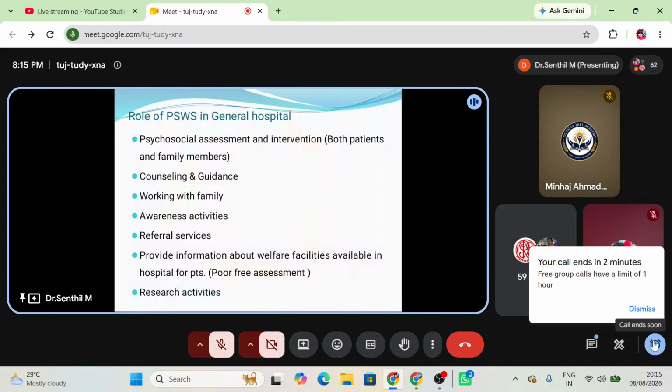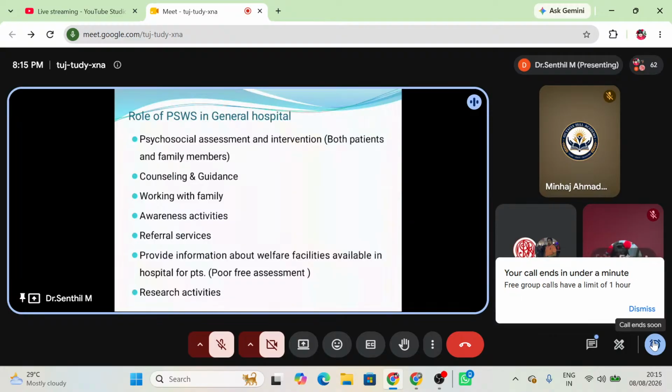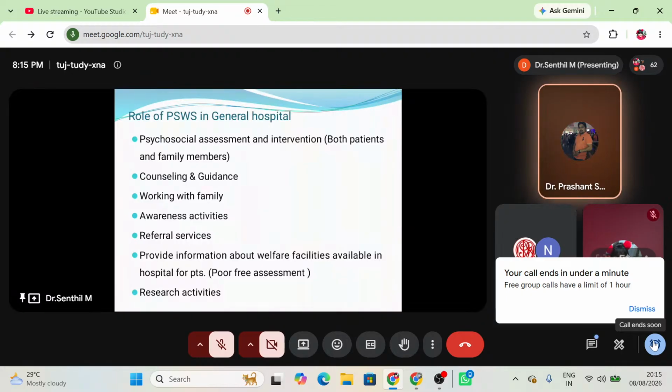The psychiatric social worker can address all these problems in the general hospital psychiatric unit, or can also work with other departments, for example, the cardiology department or the eye department.